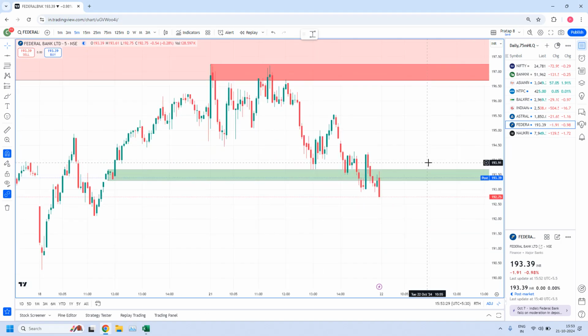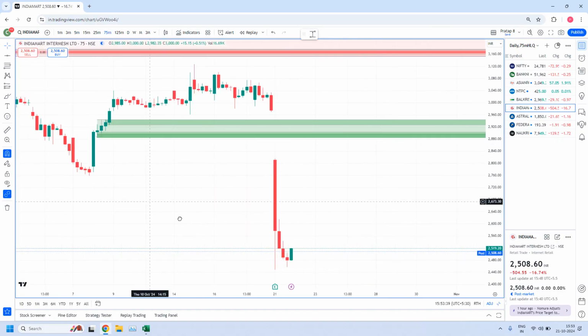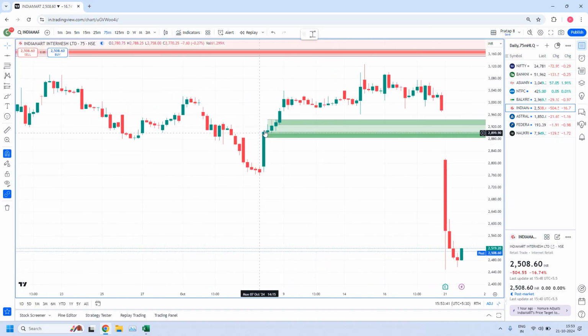So this is about Federal Bank. The next one I told you is India Mart. Actually, India Mart is a 75-minute zone. We have fine-tuned zones. This is a rally base rally.